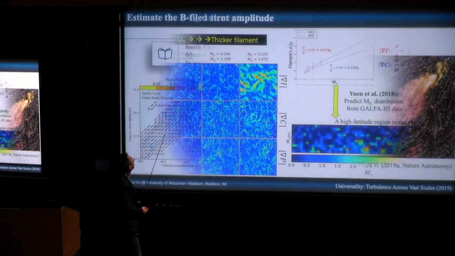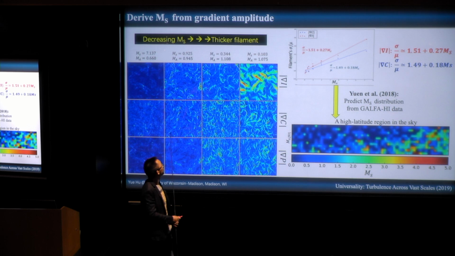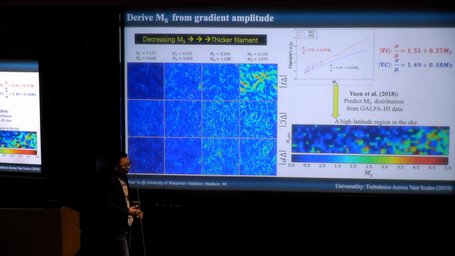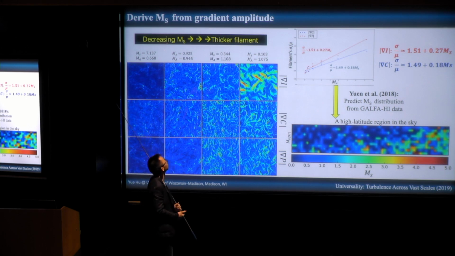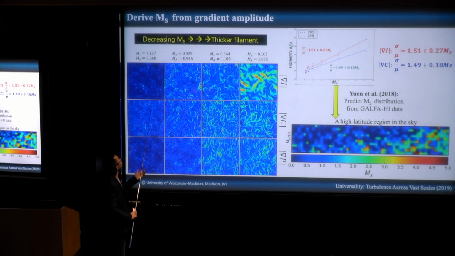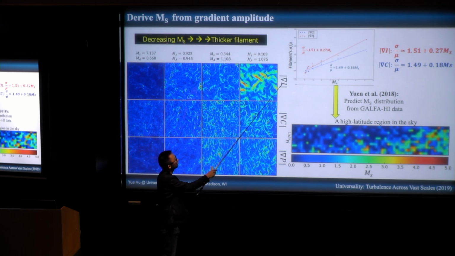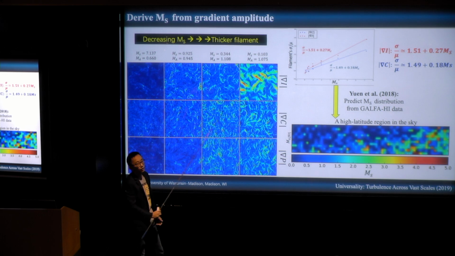And as the final part of my talk, I will introduce some special applications of velocity gradients. Here, we can derive the sonic Mach number from the gradient amplitude. From the numerical simulation, we find that with the decreasing of the sonic Mach number Ms from left to right, the filament of gradient amplitude becomes thicker. And this is also true for the intensity gradients, velocity gradients, and the polarization gradients.